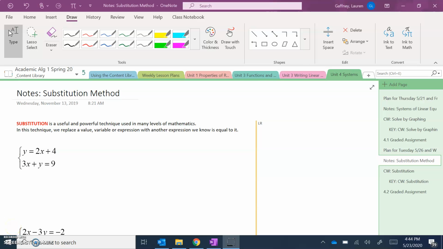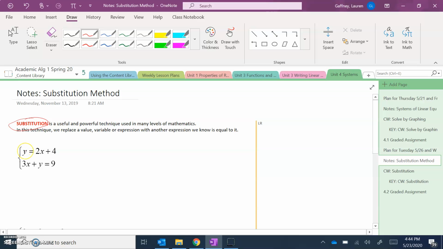This video is going to show you how to solve systems a different way. It's not always super convenient to graph all of the equations. So this method is called substitution. We're going to actually substitute, hence the word, an expression for another one.